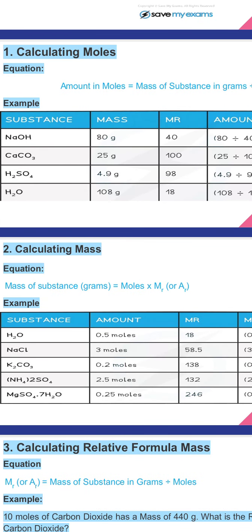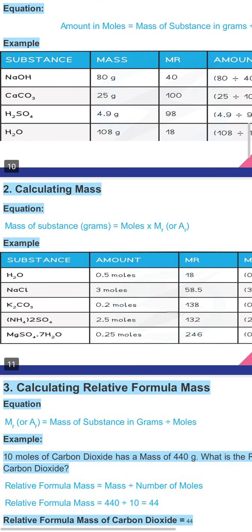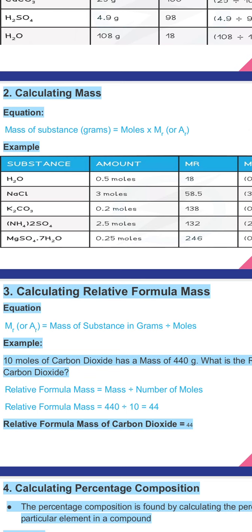Calculating mass. The equation for mass is mass of substance in gram equals moles times Mr or Ar. So you can see in this particular slide how to calculate the masses of different substances. Calculating relative formula mass, and the equation for calculating relative formula mass is Mr or Ar equals mass of substance in gram divided by moles.